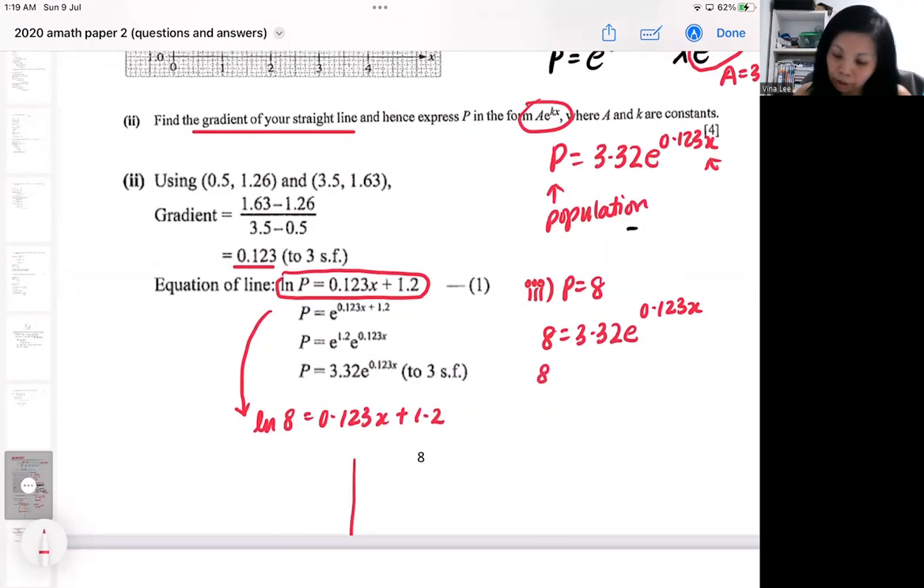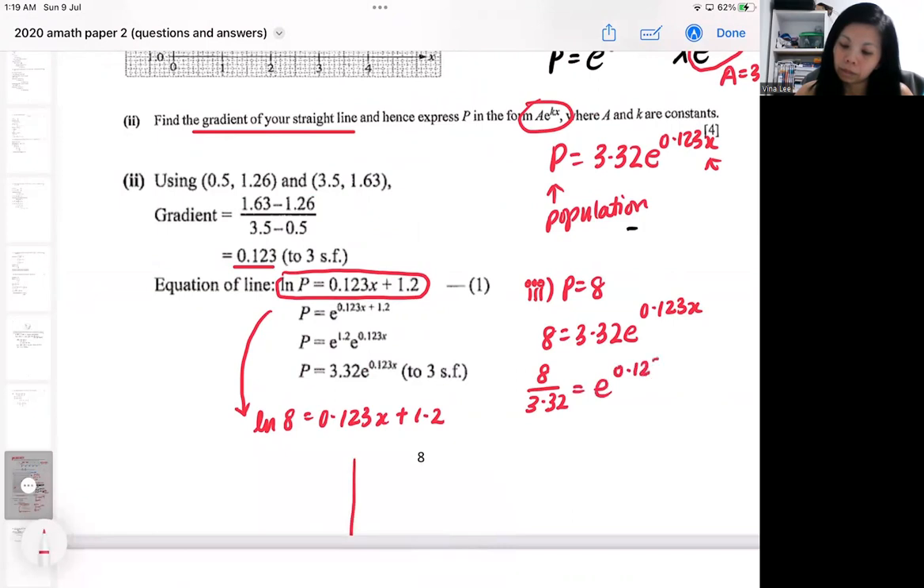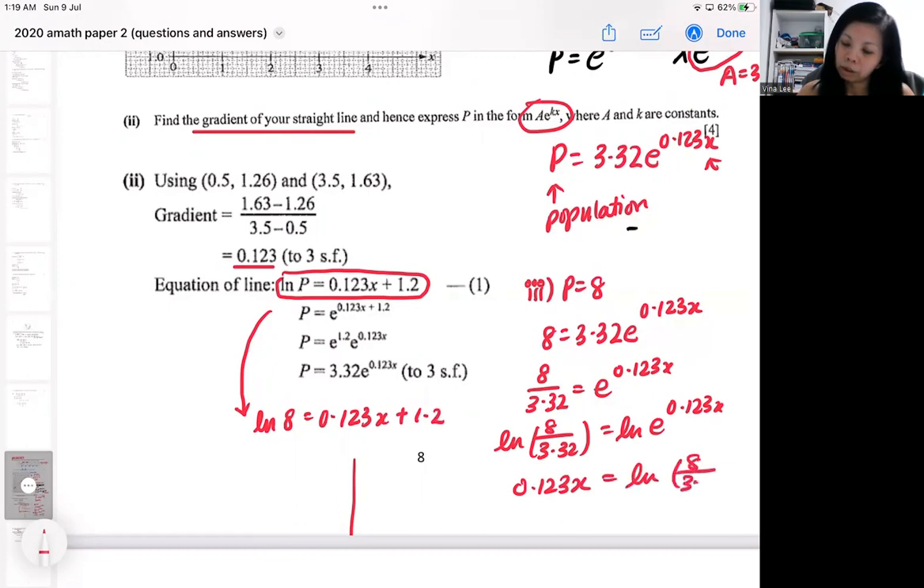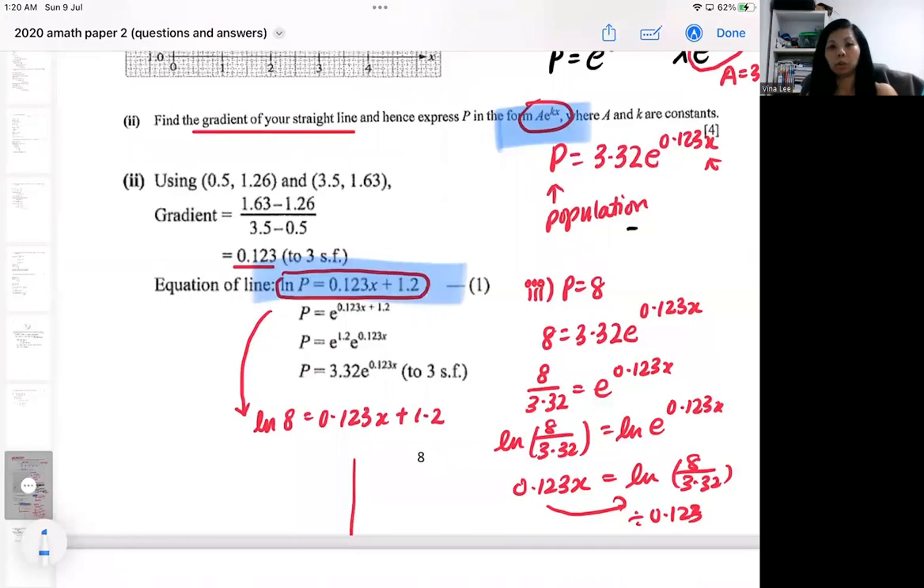You just have to divide by 3.32, and then you log both sides. Then you get 0.123x equal to ln of the result. You punch the calculator, then divide by 0.123, and you will still get the same x. So you can put P equal to 8 into this format or that format, whichever is easier for you to solve for x.